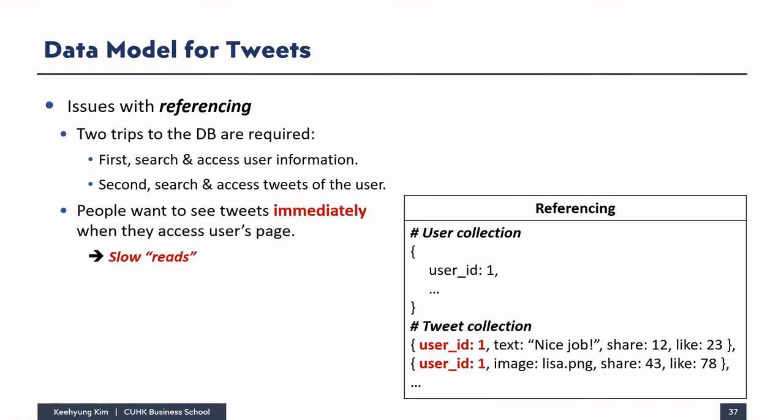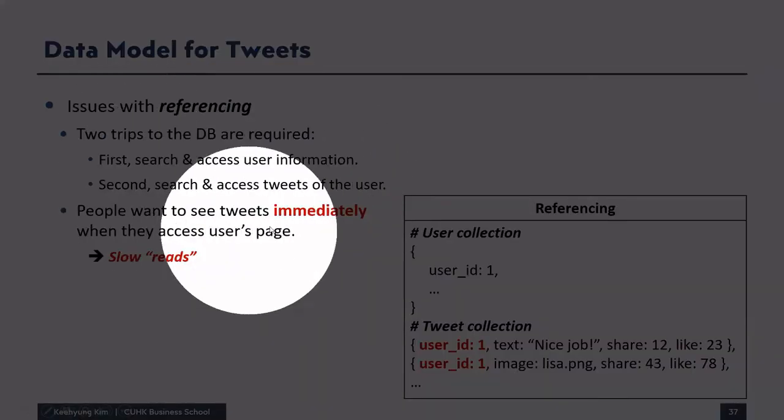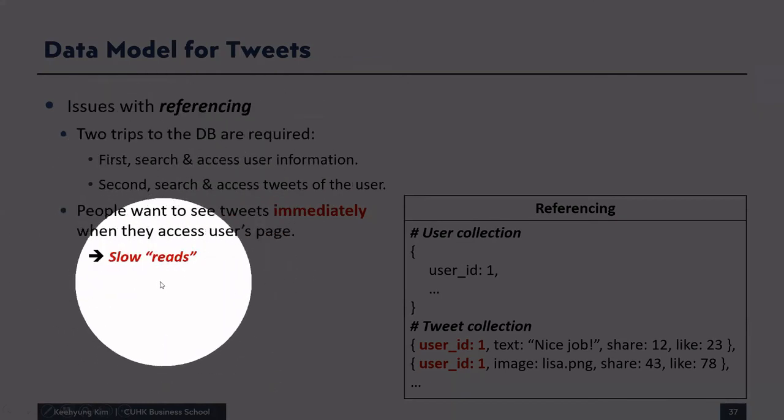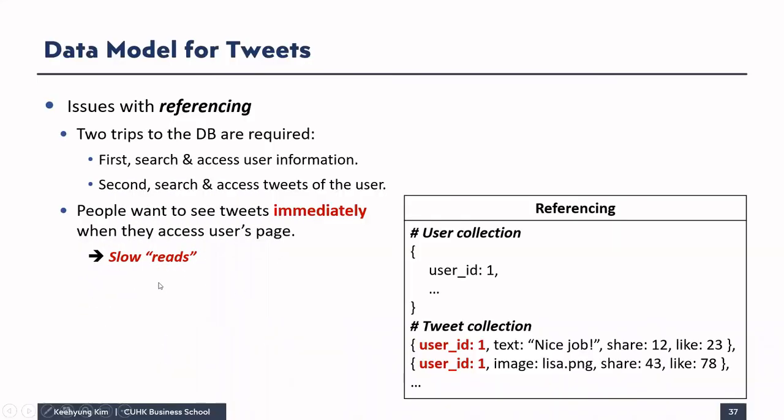So it will be slow basically. However, in the online service, speed is very important. So when you click something, the users are very impatient and they want to see the result immediately. So the referencing approach will provide a slow read speed, which will not be optimal for the online service with a huge amount of data.